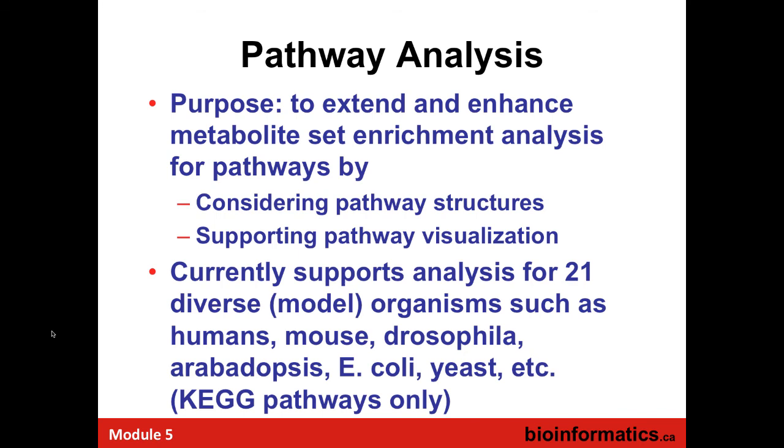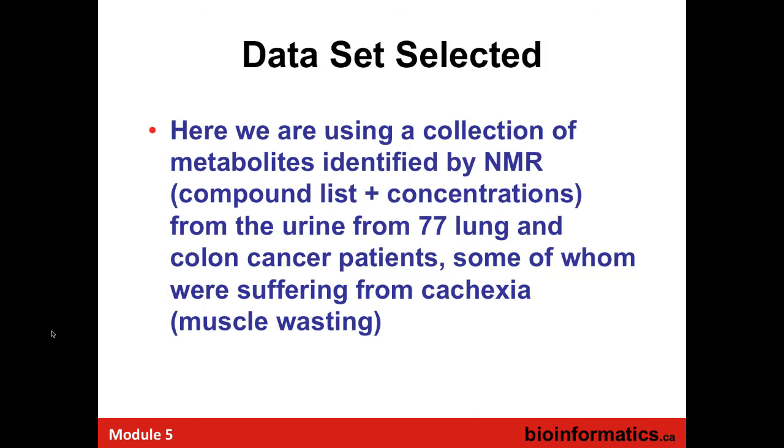So humans are included, but you can also work with mice, which are the equivalent for rats, Drosophila, Arabidopsis, E. coli, and yeast. Right now, we're just using the KEGG pathways, but we're trying to migrate to the SMPDB or PathWhiz pathways that we introduced you to, because they're much more comprehensive and generally more complete than the KEGG pathways. In this case, just for example, we're using the same human data set that we did before. This is lung and colon cancer, and we're looking at urine.